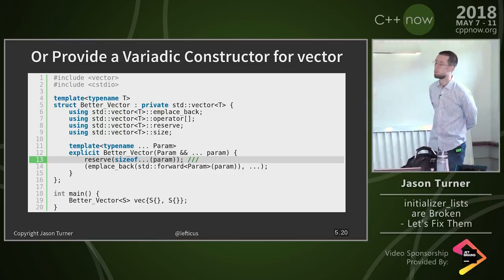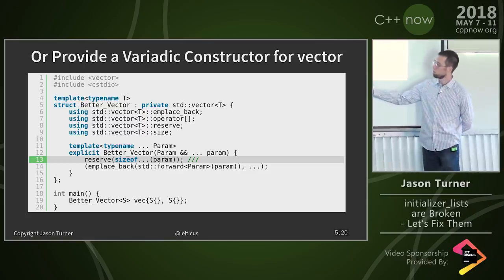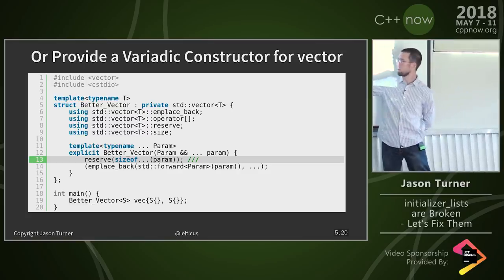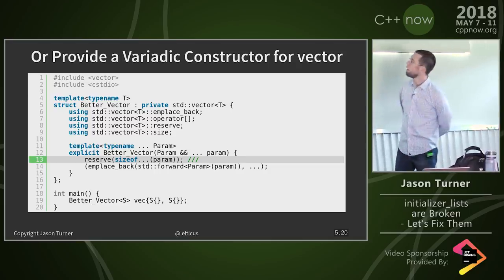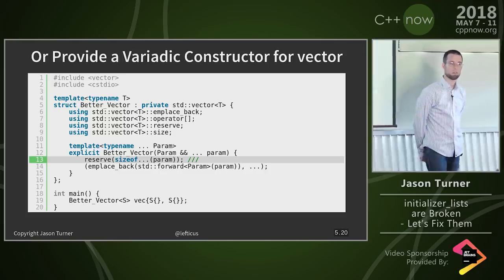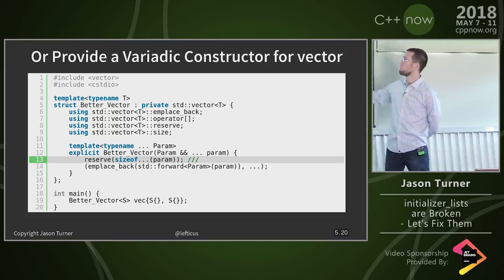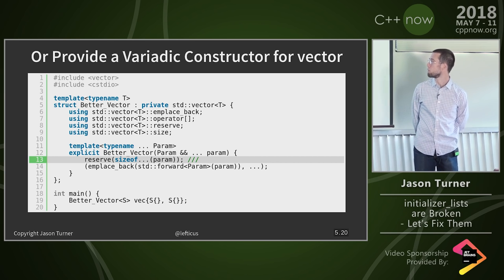We were able to call it effectively the same way. And we have a variadic forwarding reference parameter pack. And then we're able to take advantage of that to do the reserve up front. And then we're emplacing back the objects.